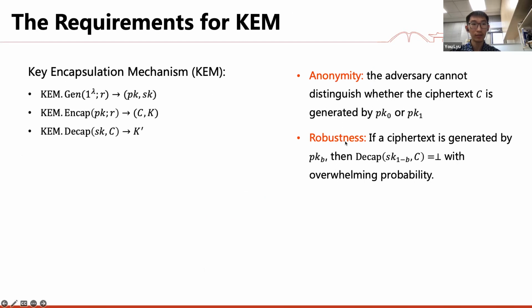Actually, I think in our construction, we only need the weak robustness. That just means that if you encrypt the ciphertext using one public key, and then you use another secret key to decrypt it, it will output failure with overwhelming probability. Okay. Yeah, no, it's okay. I got it. Sorry.